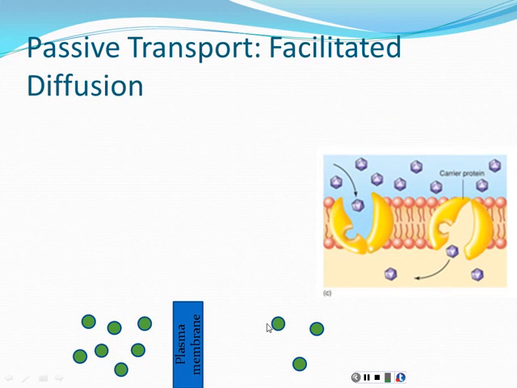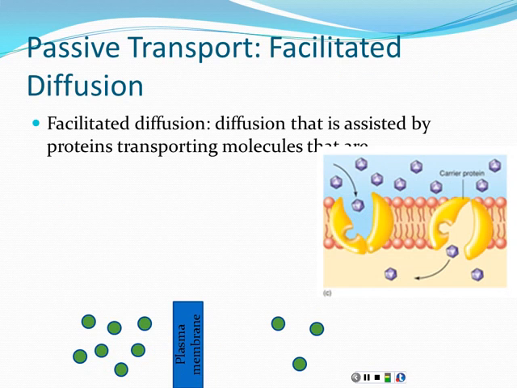Okay, facilitated diffusion utilizes proteins to transport molecules from high to low concentration. So these are usually molecules that are larger. If it's larger, it needs the help of these proteins to go through to the other side of the plasma membrane. It cannot go through the plasma membrane by itself. And these are the type of molecules that are polar as well.